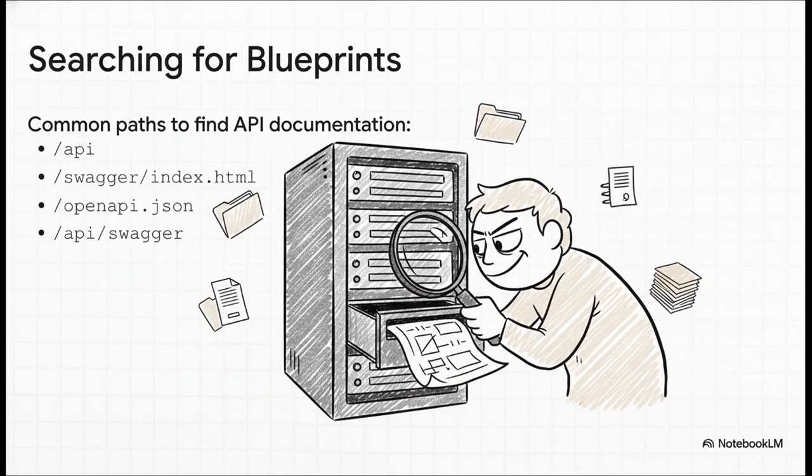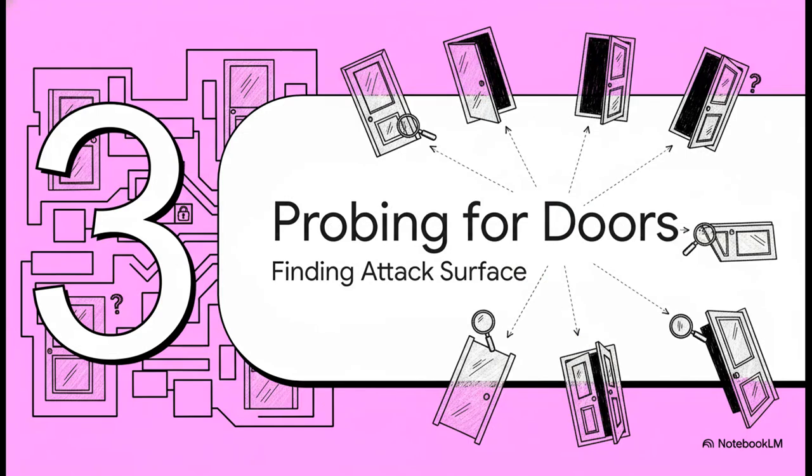And you would be shocked at how often attackers can find these blueprints just lying around in plain sight. Sometimes developers leave the documentation public, just for convenience. But for an attacker, finding this is like being handed a detailed map of the entire building they're trying to get into. Okay, so once that map is drawn, it's time to start jiggling the doorknobs and checking the windows.